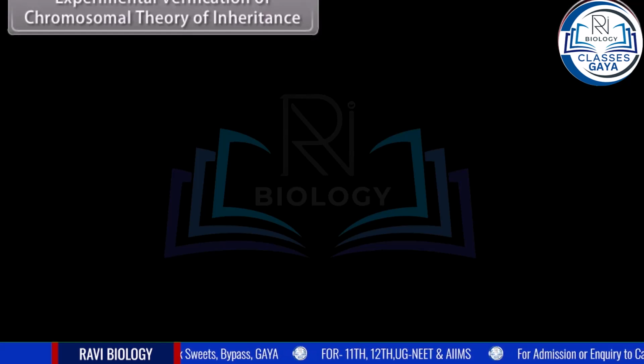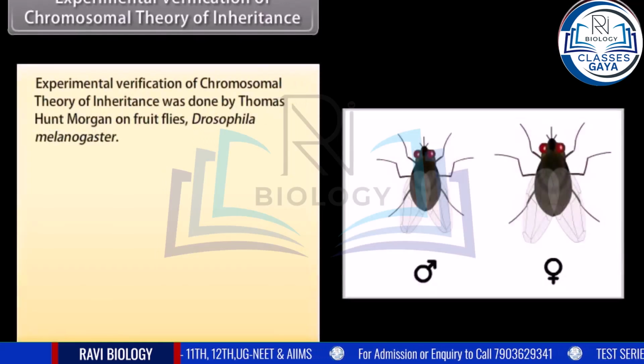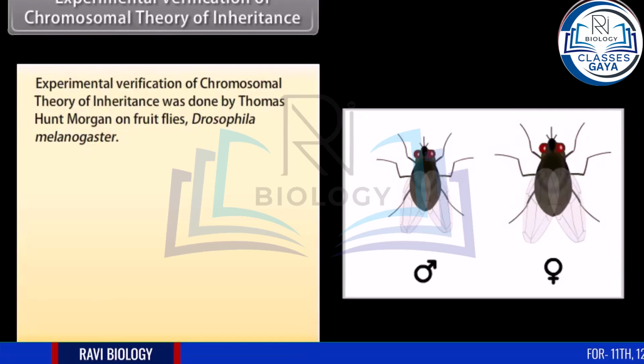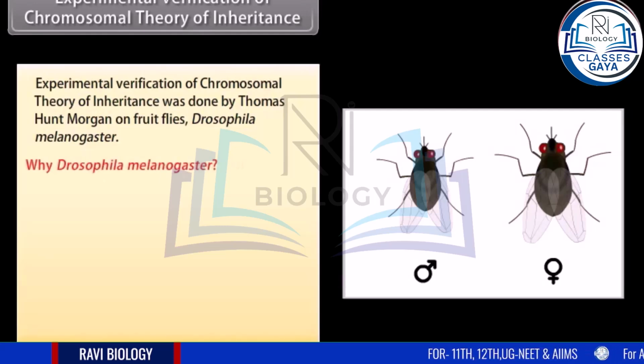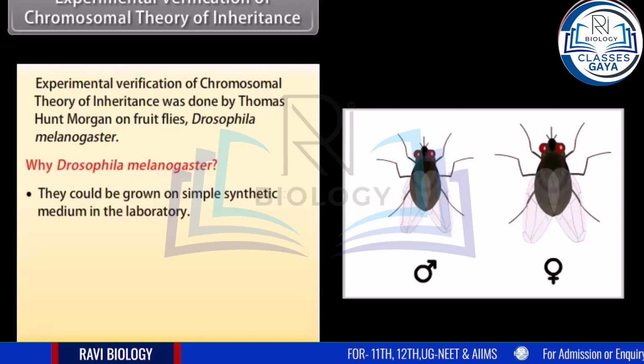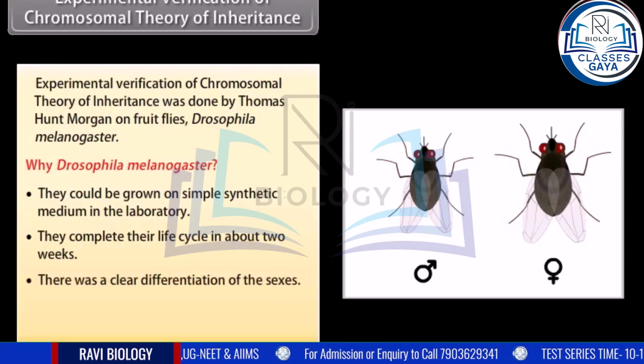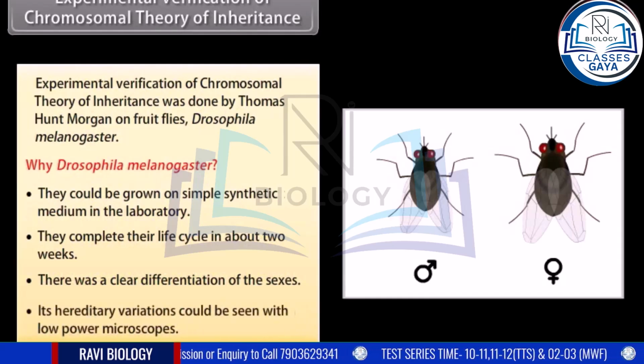Experimental verification of chromosomal theory of inheritance. Experimental verification was done by Thomas Hunt Morgan on fruit flies, that is Drosophila melanogaster. Why Drosophila melanogaster? They could be grown on a simple synthetic medium in the laboratory. They complete their life cycle in about 2 weeks. There was a clear differentiation of the sexes. Its hereditary variation could be seen with low-power microscopes.